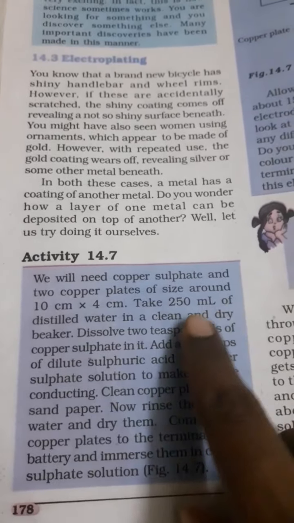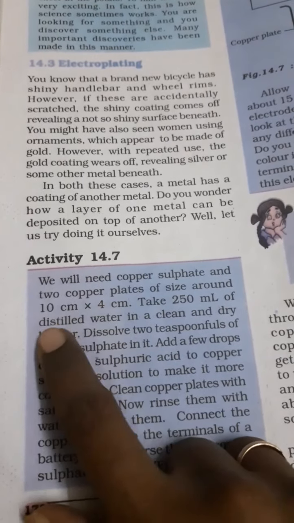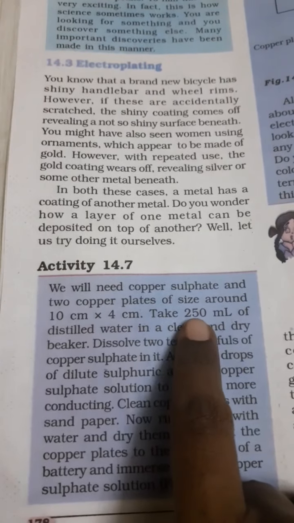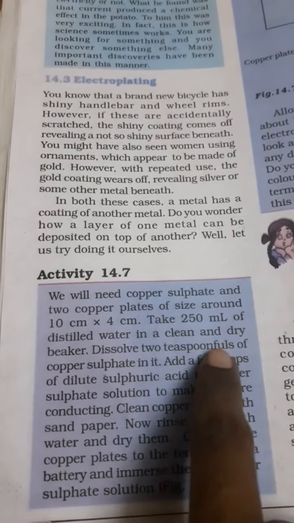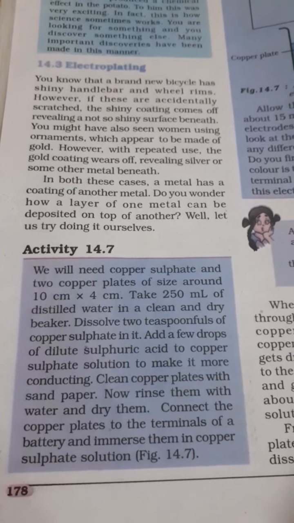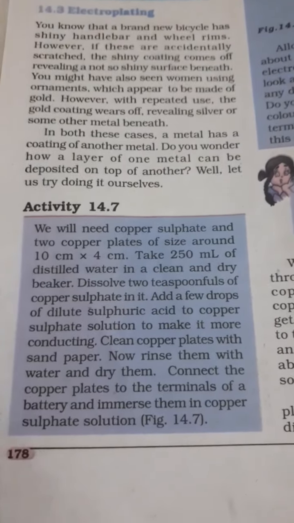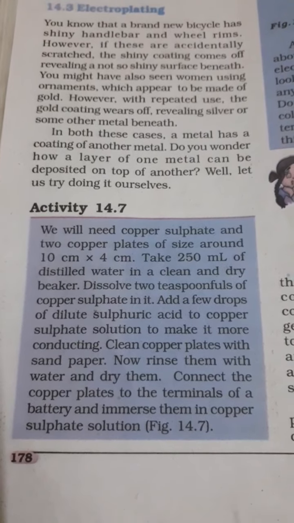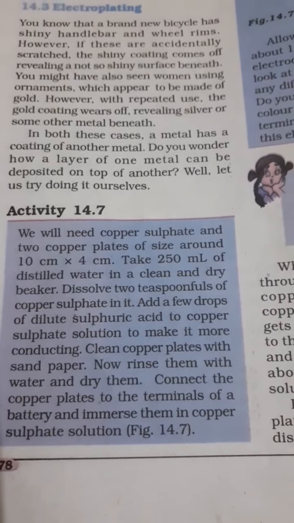In this one, we need copper sulfate solution and copper plates, 10 centimeters in length and 4 centimeters in breadth. Take 250 ml of distilled water in a clean and dry beaker. Dissolve 2 teaspoons of copper sulfate and add a few drops of dilute sulfuric acid. We add the sulfuric acid to make the solution more conducting. Now clean the copper plates with sandpaper, rinse with water and dry them.